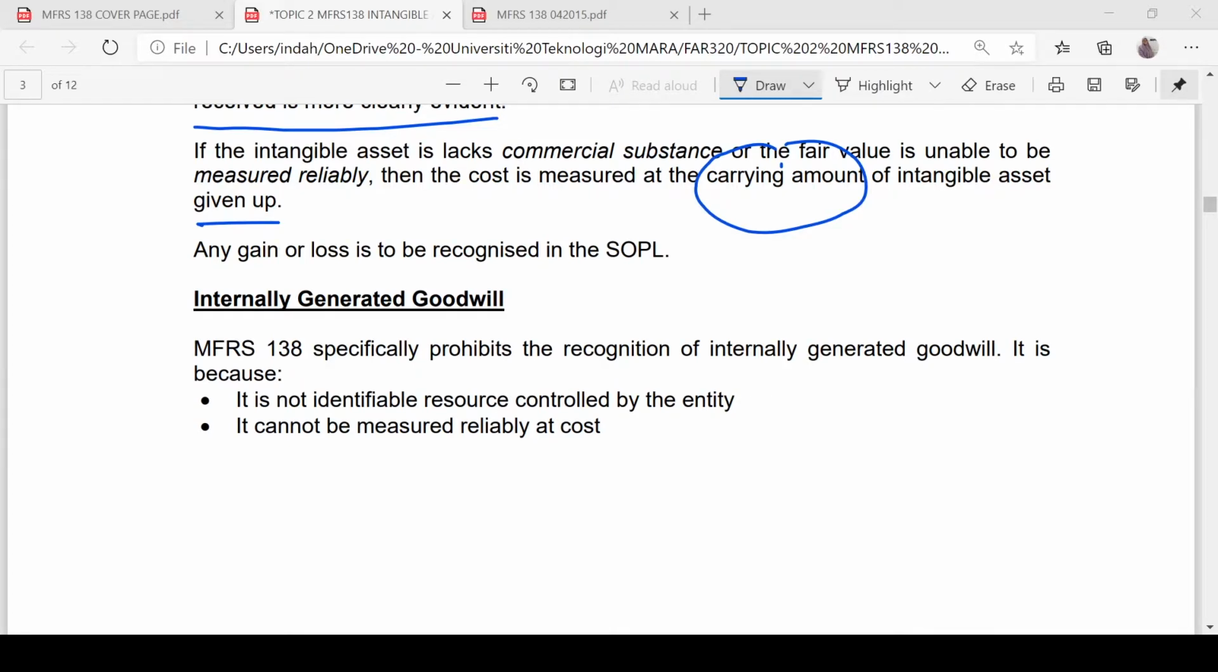And then it cannot be measured reliably at cost. How come you say that your business goodwill, your business name or business reputation is worth 5 million? On what basis did you provide the value? So it cannot be measured reliably at cost. Let's look at one example on this.